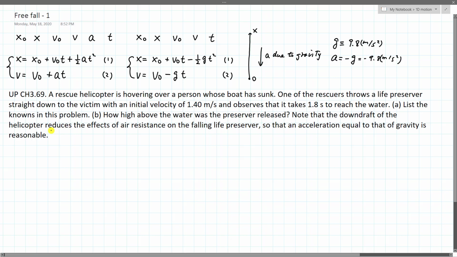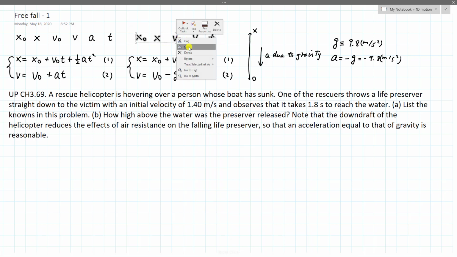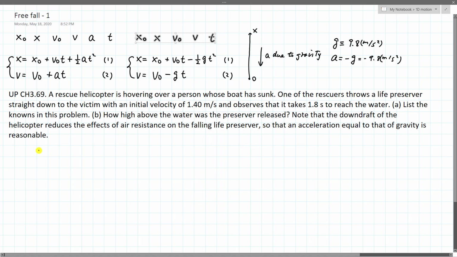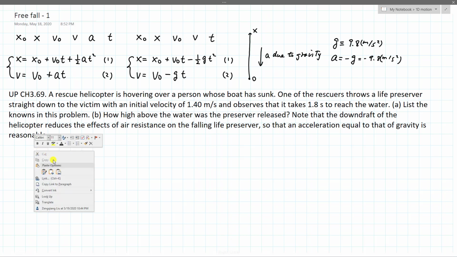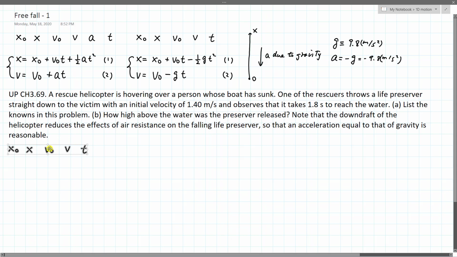So let's follow the question steps. Just list the knowns and unknowns, right? So we have this equation right here, and why don't we get the list? Okay, so here, copy. Let's see if I paste here what's going to happen. Okay, I think I still can move it. That's great. Alright, so let's see what happens.